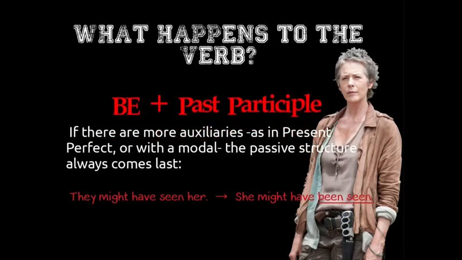If there is more than one auxiliary, such as in present perfect passive, or with a modal verb, the passive structure always comes last. They might have seen her becomes she might have been seen. They have seen her, she has been seen, and so on.